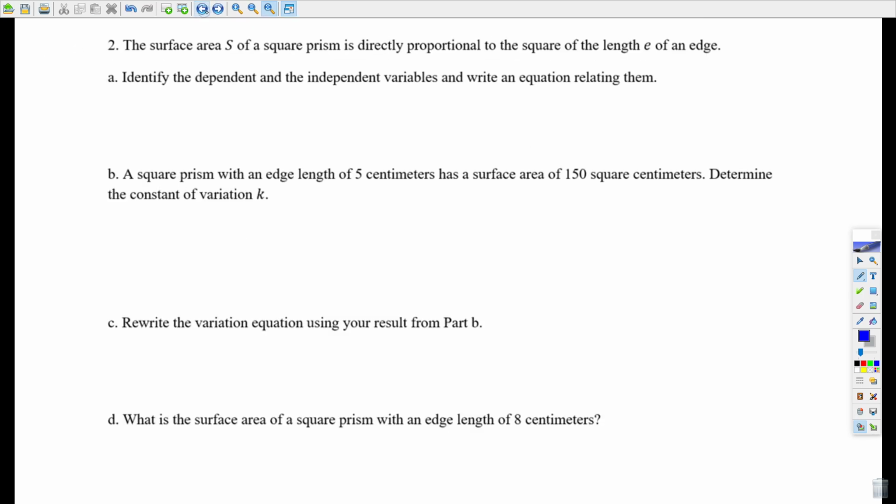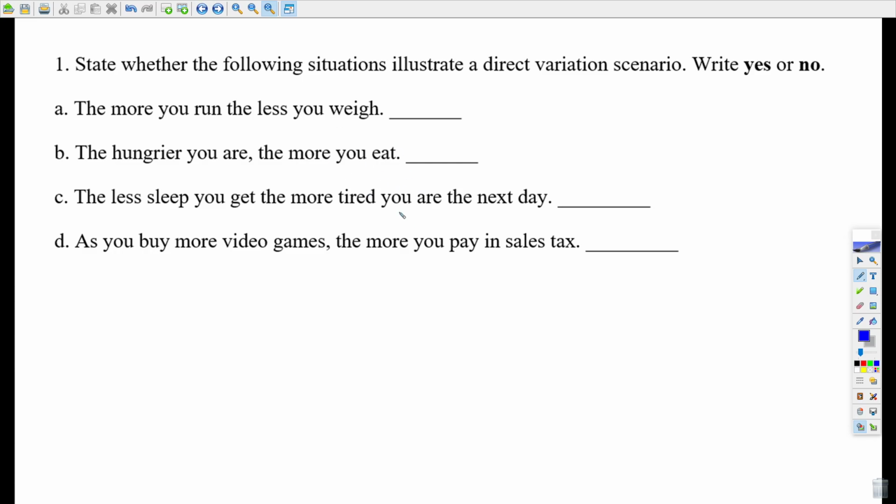I wanted to go over some of these different kind of real world examples and see if they make sense. Since we only did one example about pressing on the gas pedal and seeing if your speed increases or decreases. So let's go over this one here. State whether the following situations illustrate a direct variation scenario. We're just going to write yes or no. So we're looking to see if we increase one thing, does the other thing increase? Or if one goes down, does the other thing also go down? That's our 2 options. The more you run, the less you weigh.